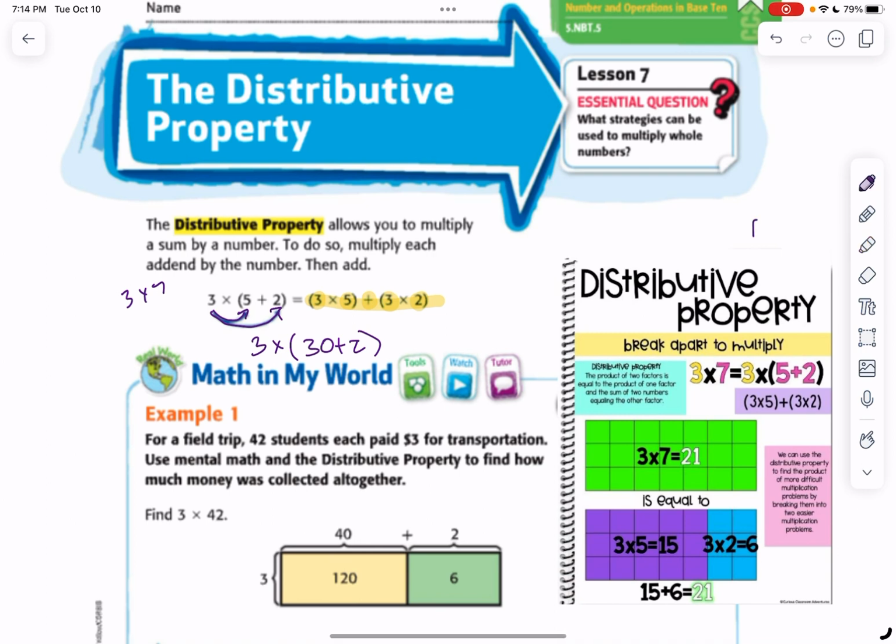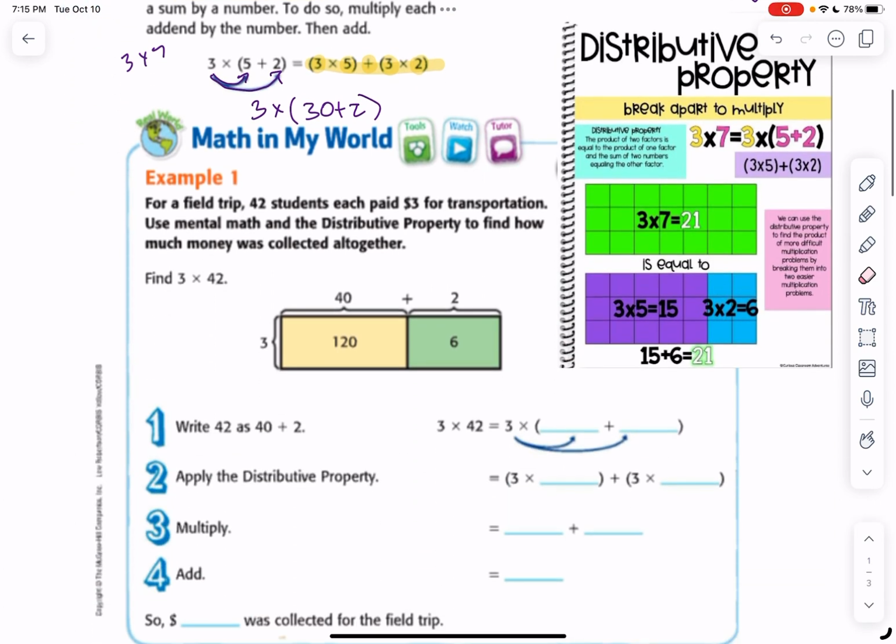So I've given you a little chart here that explains it also. If you see right here, we have 3 times 7, and if we just do it, 3 times 7 equals 21. Here is that array, but we could also divide it up and do 3 times 5 and 3 times 2, and then add those up. 15 plus 6 is 21. Still the same number of squares, just thinking about it in a different way. I'm going to erase all my marks here so you have a nice clean reference. And let's look at example number 1.